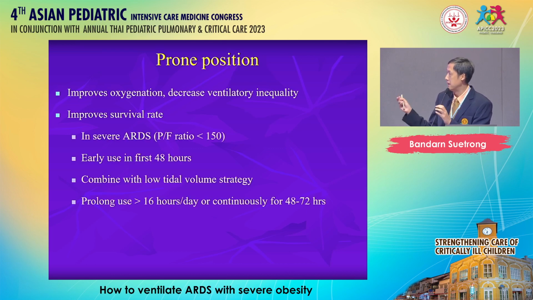and you can use it in the right case. I usually use prone position when the PF ratio is lower than 150. I use it as early as possible. I combine it with the low lung volume strategy, and I personally use it for about 48 to 72 hours.